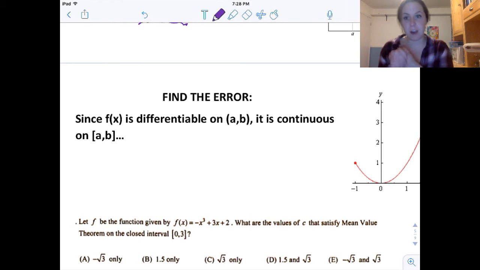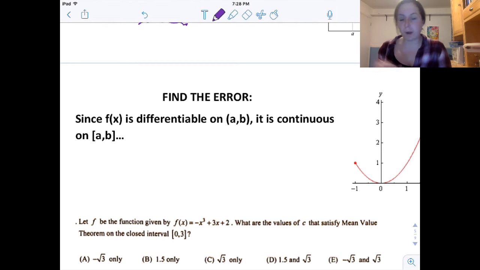So since f is differentiable on the open interval from a to b, it is continuous on the closed interval from a to b. Take 30 seconds, maybe not even, and think about what's wrong with that. Because there's something that is not right there. Did you think of something? Hopefully. So here's what's wrong.